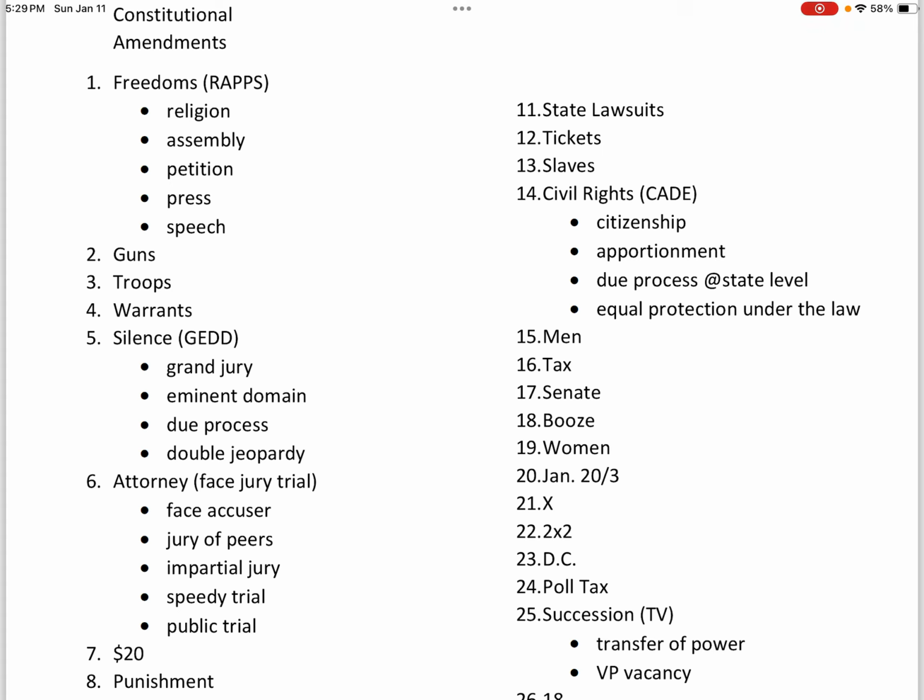Due process at the state level, this is where we see a lot of court cases and laws pertaining to, for instance, abortion, marriage. Different states can have different rules of due process and the series of steps to protect people and to give people their rights. And the E in civil rights is equal protection under the law.